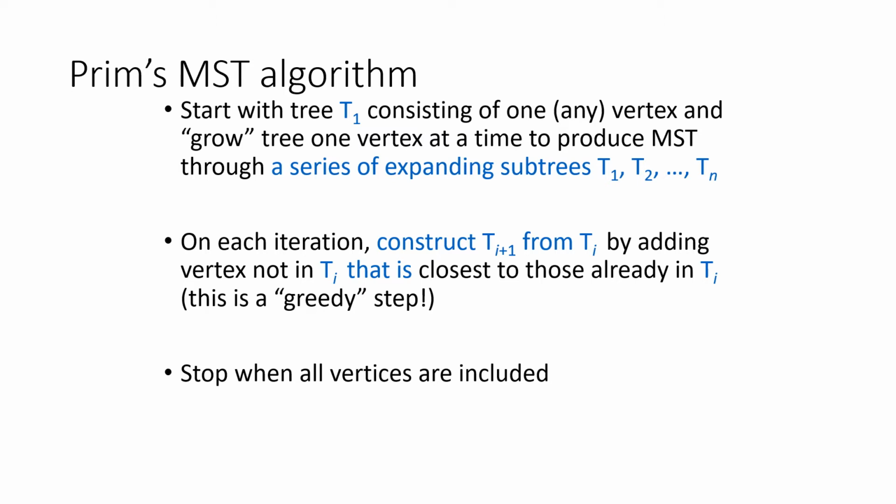So we start with a randomly given graph. We randomly choose a vertex as a tree vertex. From there, we start expanding the tree vertices until all the vertices in the graph are included as tree vertices, right? So on each iteration, we construct Ti+1 from Ti, the tree Ti, by adding the vertex not in Ti that is closest to those already in Ti. So we repeat this process until all the vertices are included.